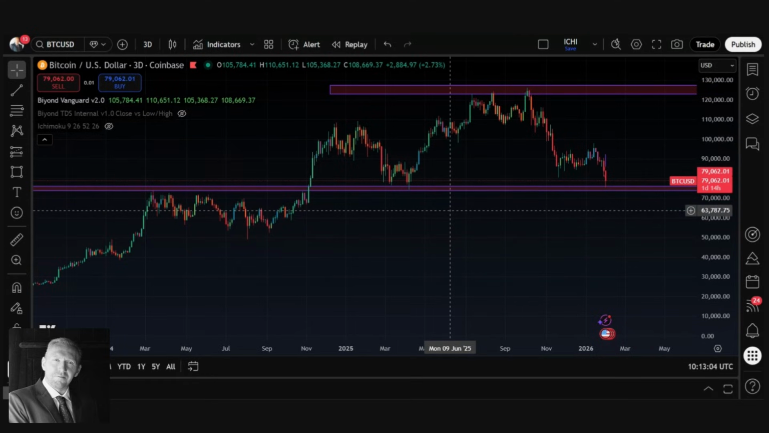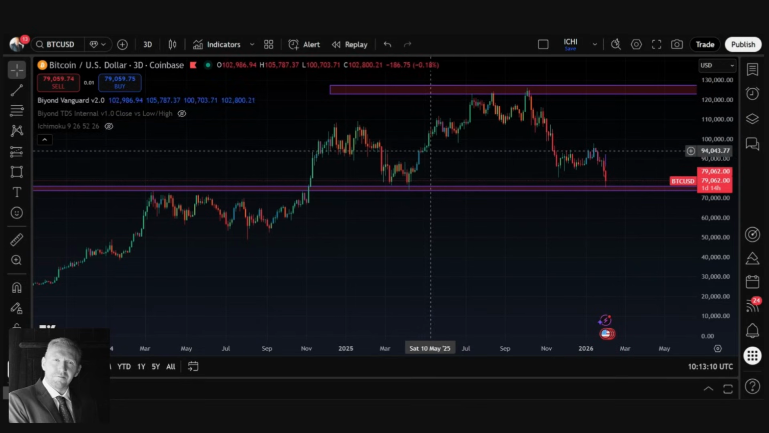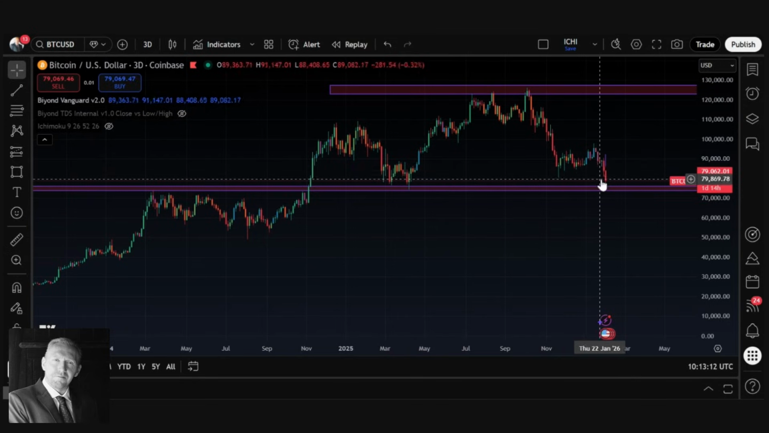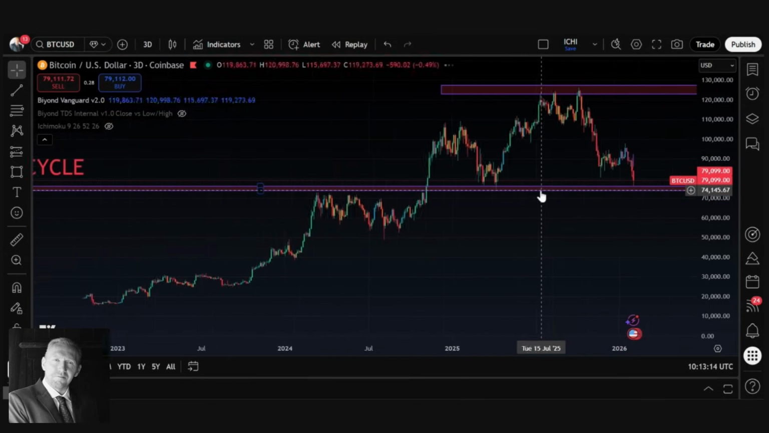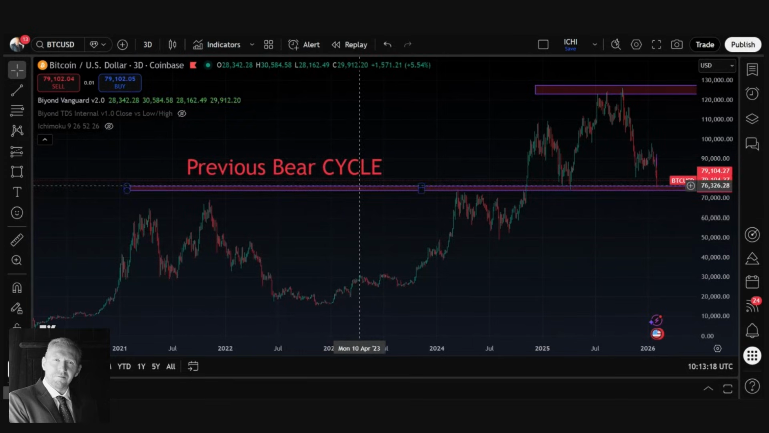So that's what we're looking at in the week ahead. And I think next week we'll return back to the platform. But I just wanted to do something out of the norm this week, as I would say that Vanguard looks like it's closely copying, in terms of coloration and also structure, what it did in the previous bear cycle.